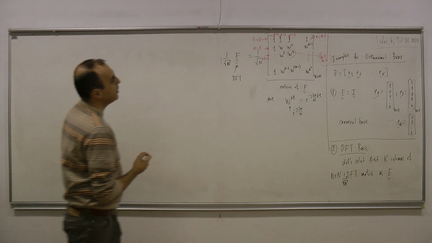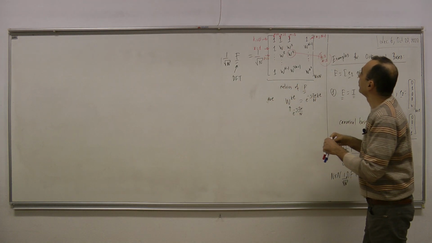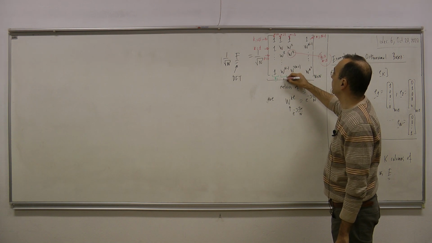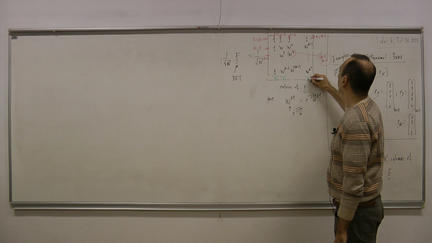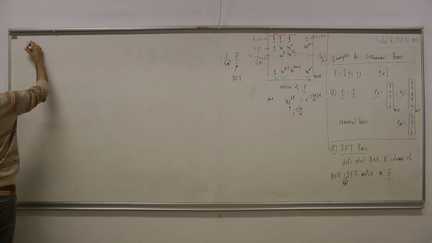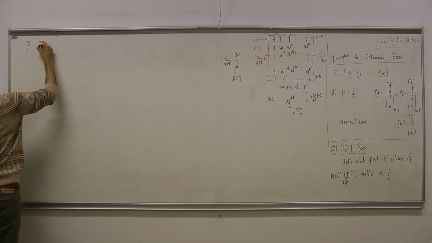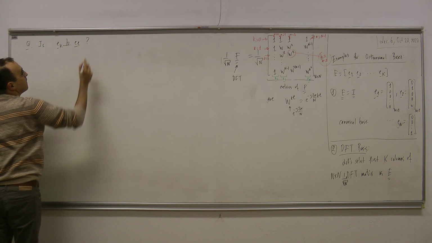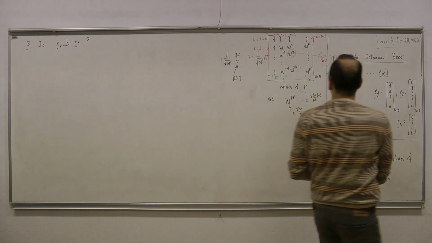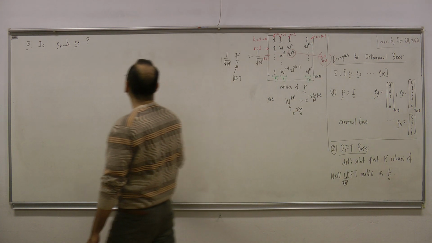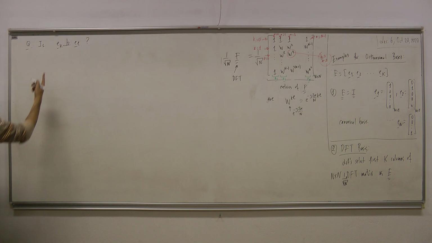Okay, so let me call, for example, this column E1, E2, and let me call this one En. Now the question is, is Ek orthogonal to El? If they're orthogonal, I can normalize them and then I will get an orthonormal basis. But is orthogonality the case or not over here? So how do you check this?